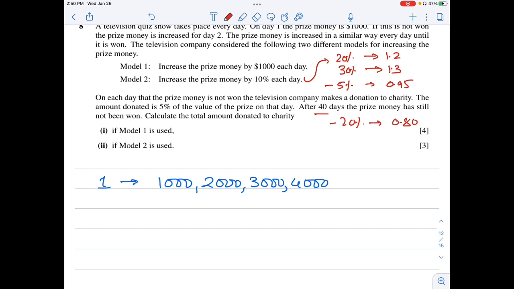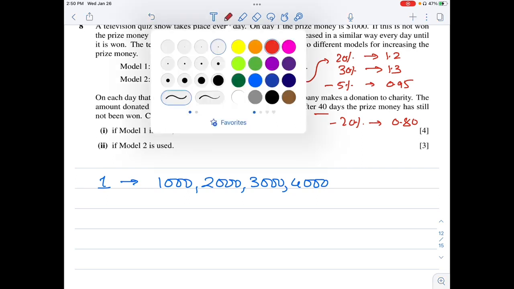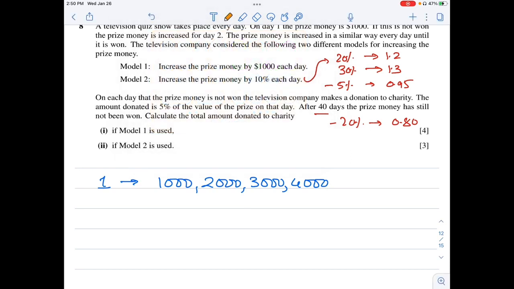So he's asking what is the total money donated to the charity by the 40th day. I want what is on the 40th day. This is the first day, second day, third day, fourth day. So on the 40th day is going to be nothing but what?